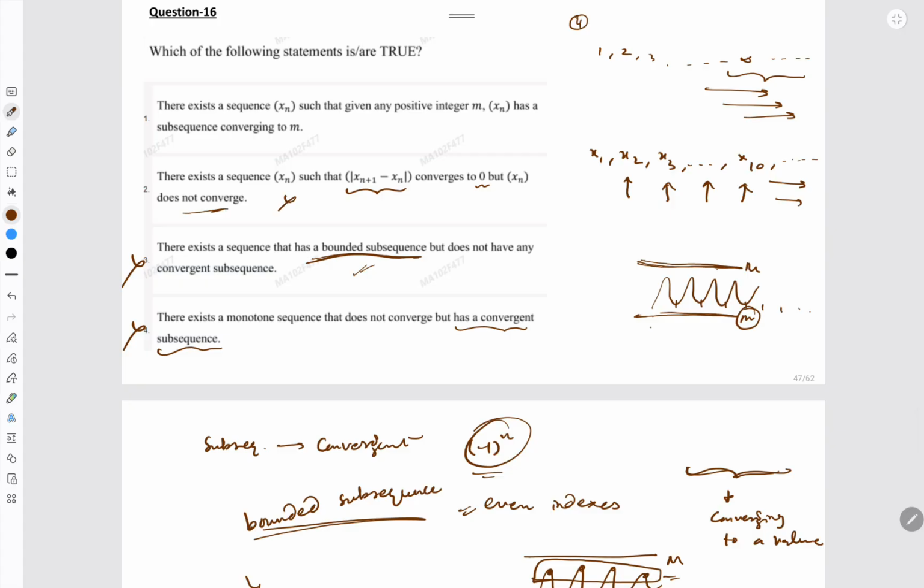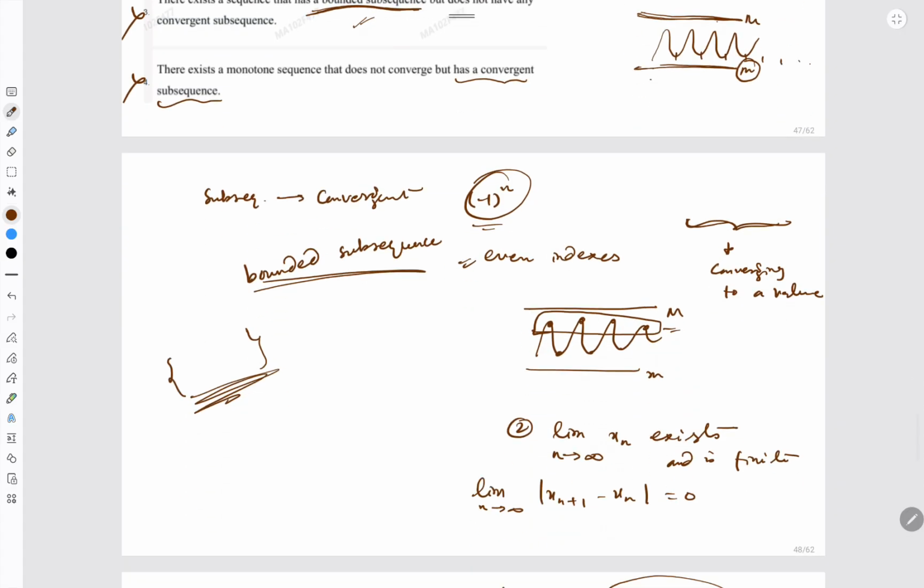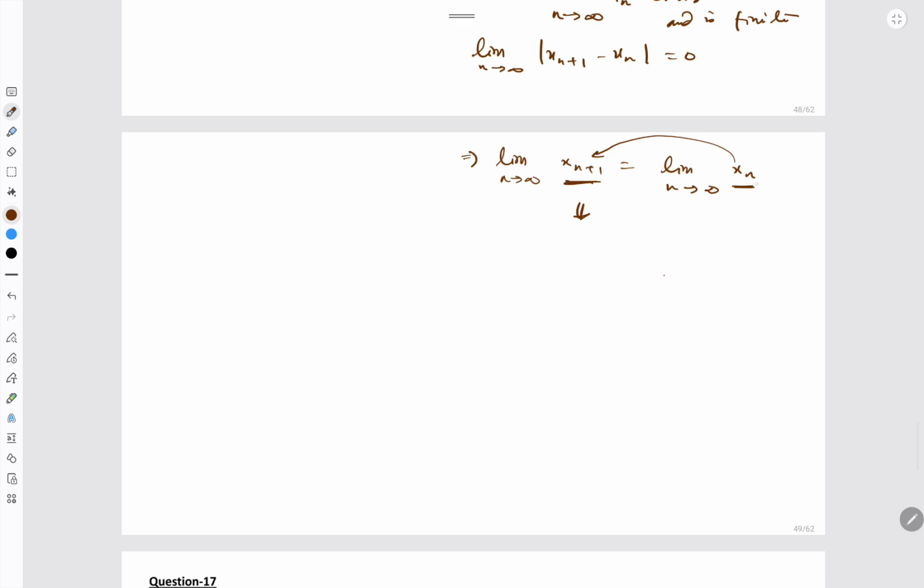So this option is false, but it is not like that. Now if these two things are equal and they are a finite value, let's say k, then the limit is convergent, because these two values are almost the same and they are the same as a value, that means they are convergent.